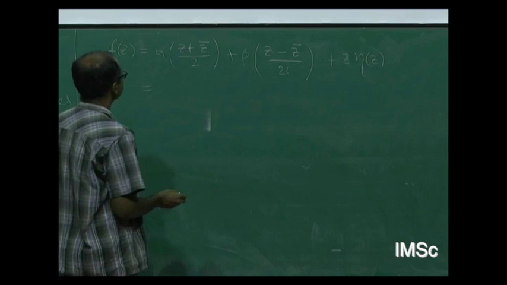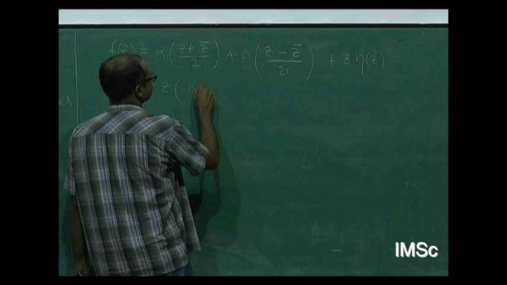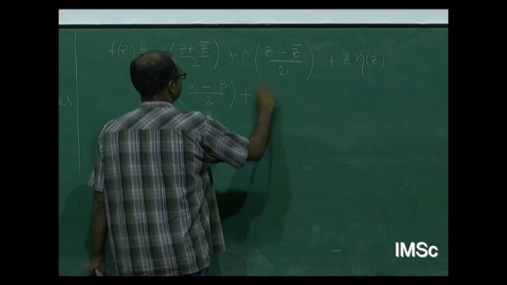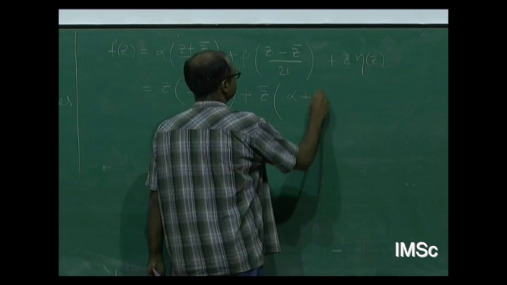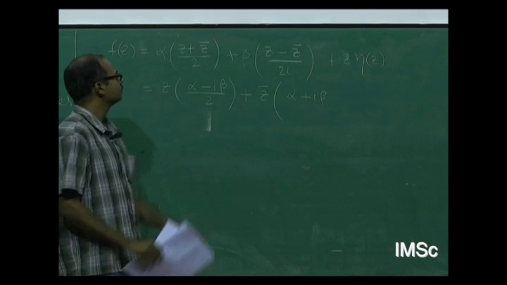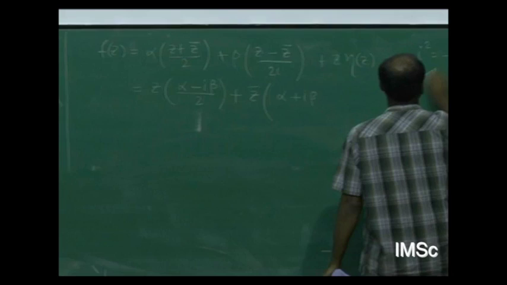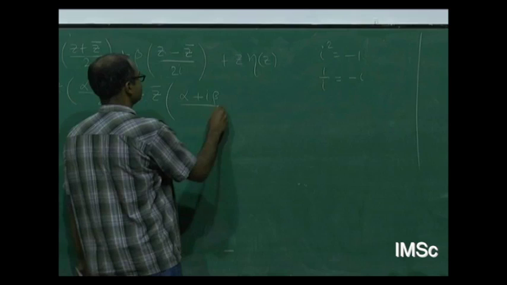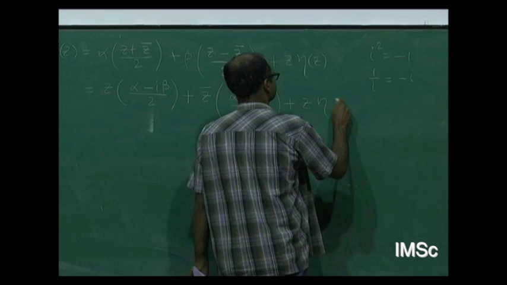So now z comes with alpha minus i beta by 2, and z bar comes with alpha plus i beta. There is this 1 by i, and I am just using the fact that i square is minus 1, so 1 by i is minus i. All this by 2, plus this quantity. So now we have alpha and beta defined by this.